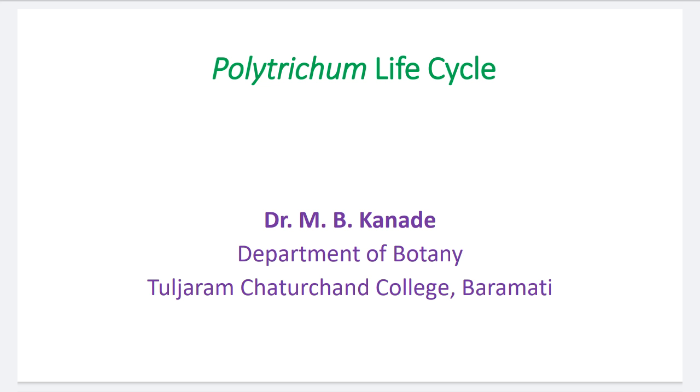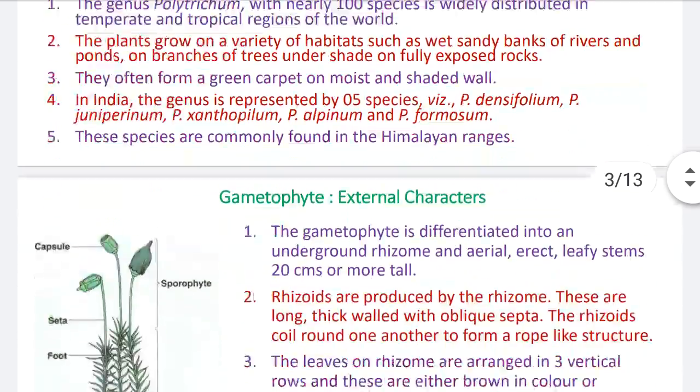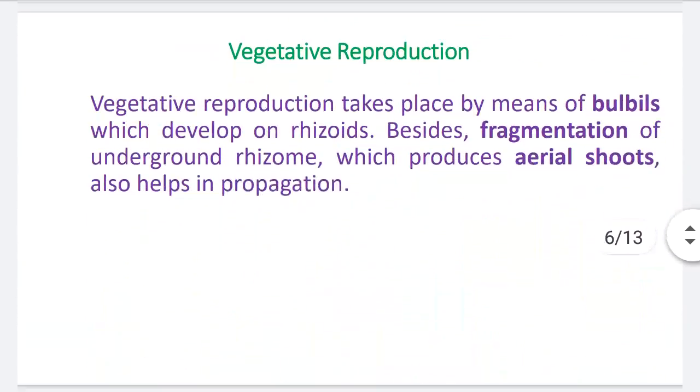Today's lecture is based on Polytrichum life cycle part 2nd. In this lecture, we will focus on the reproduction of Funaria. Reproduction contains vegetative reproduction, sexual reproduction, structure of antheridium, structure of archegonium, fertilization, post-fertilization changes, alternation of generation. So, Polytrichum life cycle part 2nd, we are directly starting with the vegetative reproduction.